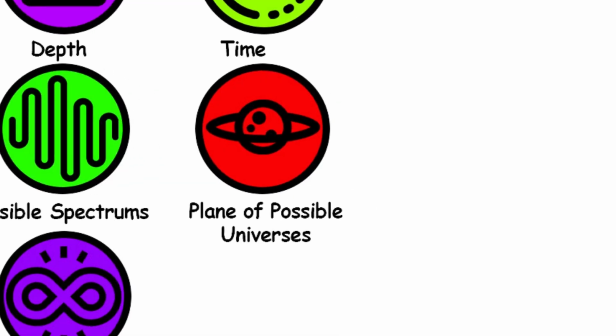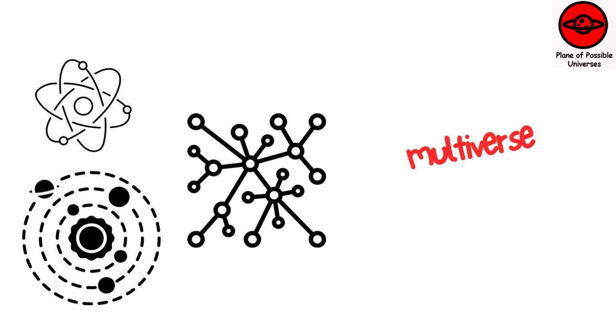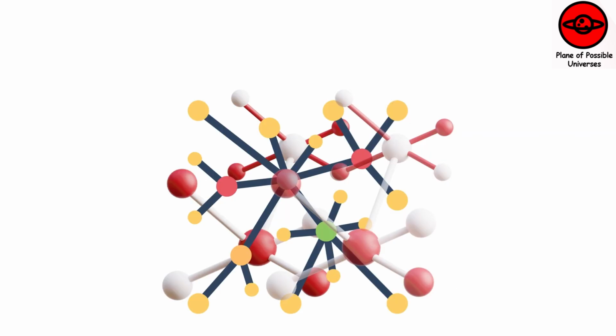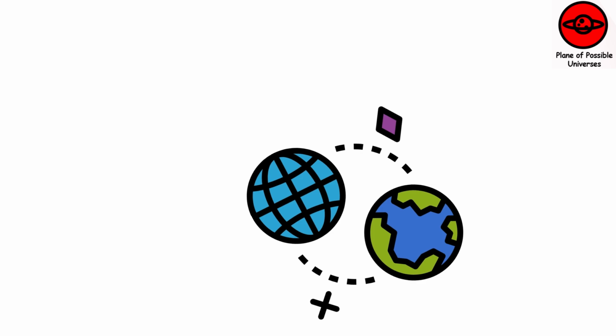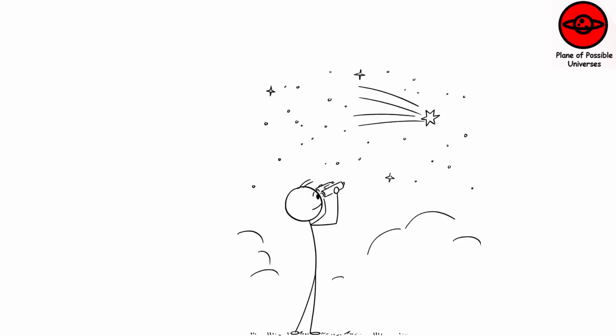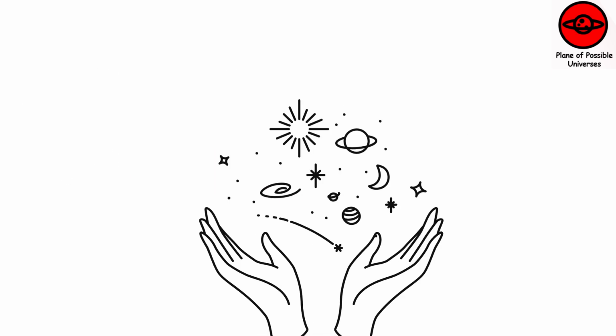Plane of possible universes. In the realm of theoretical physics and cosmology, there's a concept called the multiverse, a vast plane where every imaginable universe exists, each with its own laws and conditions. This idea suggests that variations in fundamental parameters give rise to different universes, leading to diverse cosmic structures and even life forms. For instance, while our universe has finely tuned constants like the speed of light and gravity, in a multiverse, these could vary, resulting in entirely different realities. The multiverse theory emerges from attempts to explain phenomena like fine-tuning in our universe's constants and quantum mechanics. Though speculative, it offers a framework to explore existence beyond what we observe.